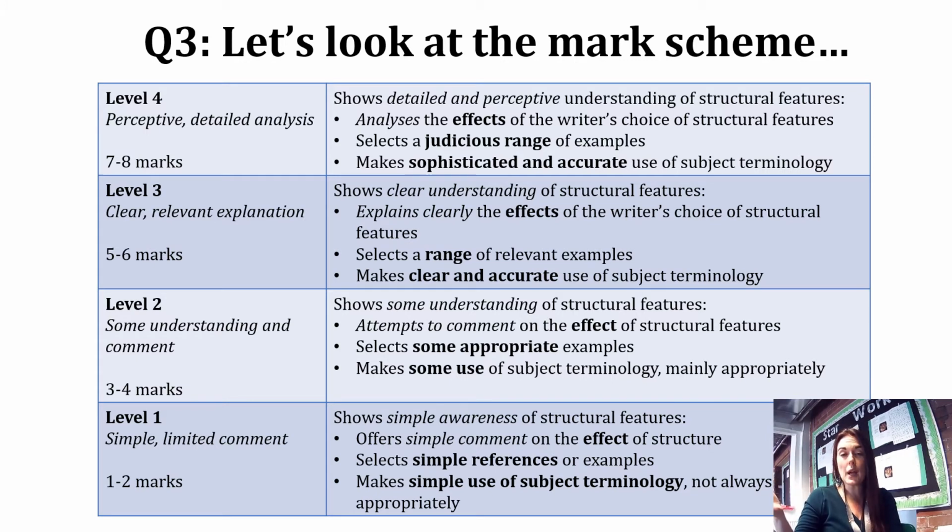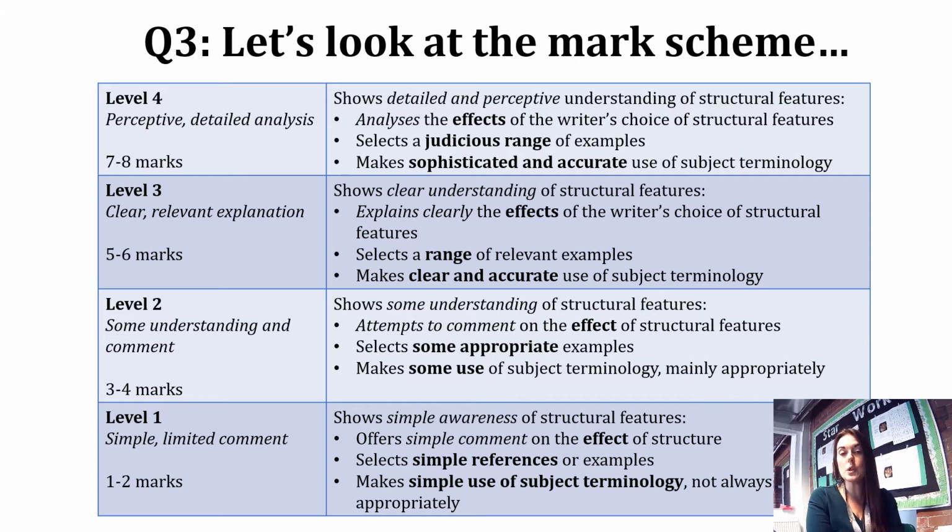To get a level 3, which most of us will be aiming for, is clear, relevant explanation. So you explain clearly, although maybe quite simply, the effect of the writer's choice of structural devices. Maybe why it begins a certain way, why it ends a certain way. You've got a range of relevant examples. So you've got a number of examples, so at least 3 or 4, but maybe they're not as carefully selected as they could have been, and that you're still using a clear and accurate subject terminology.